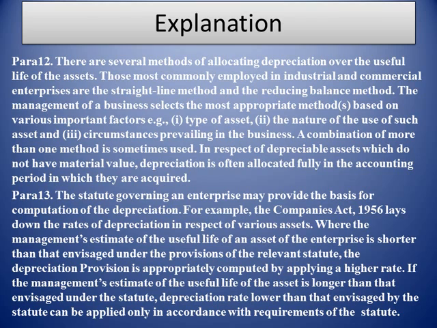Para 12. There are several methods of allocating depreciation over the useful life of the assets. Those most commonly employed in industrial and commercial enterprises are the straight-line method and the reducing balance method. The management of a business selects the most appropriate method, based on various important factors, e.g. 1. Type of asset, 2. The nature of the use of such asset, and 3. Circumstances prevailing in the business. A combination of more than one method is sometimes used. In respect of depreciable assets which do not have material value, depreciation is often allocated fully in the accounting period in which they are acquired.